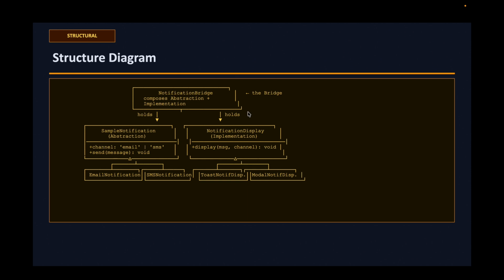That middle box is the bridge itself. It's the composition link between the 2 hierarchies. It doesn't inherit from either side. It just holds the sample notification and the notification display, and it calls both of them. And that's the entire mechanism.